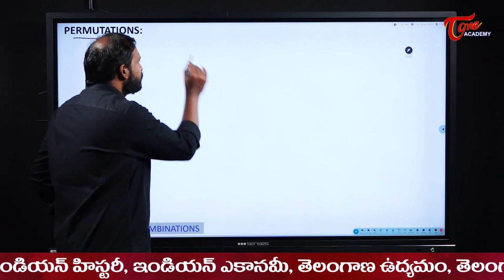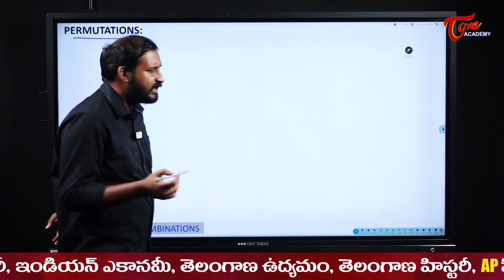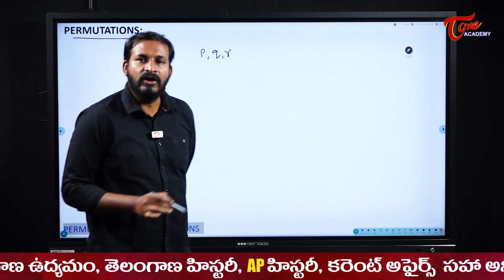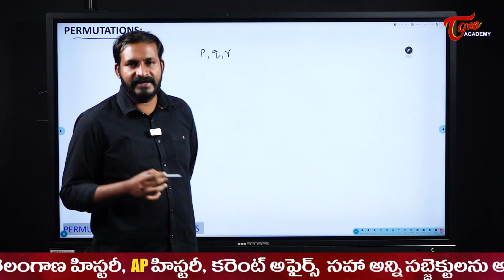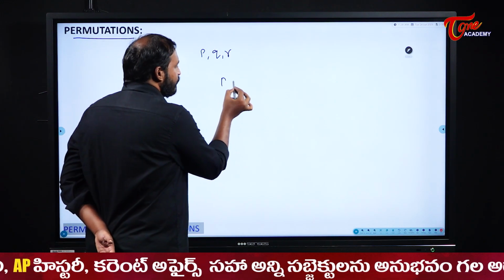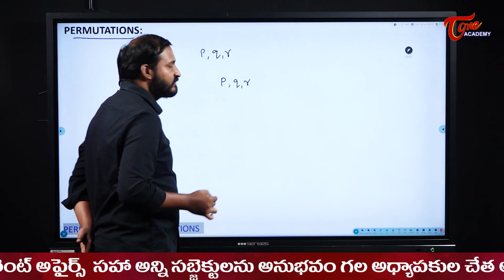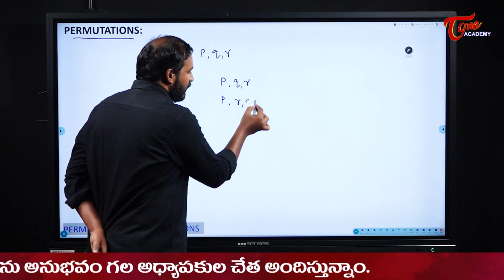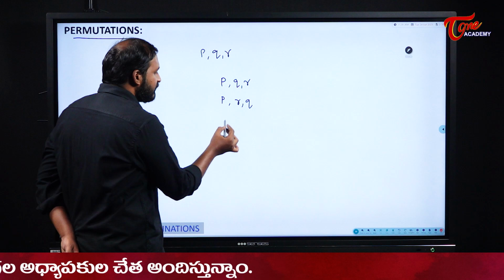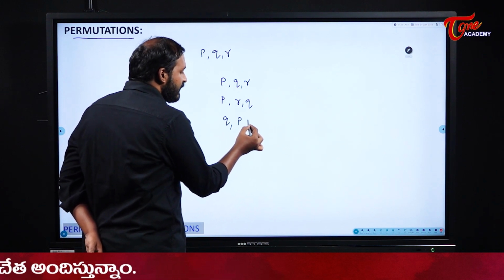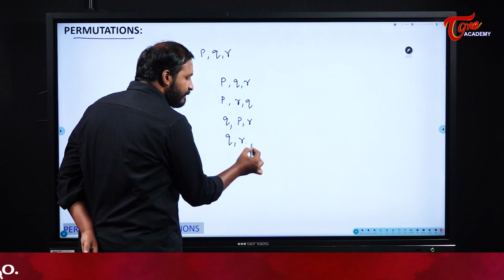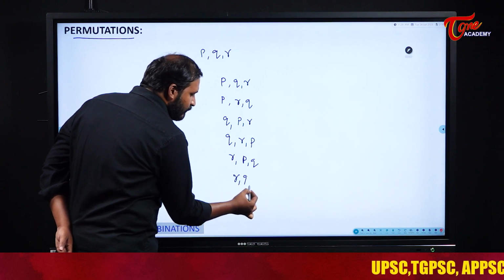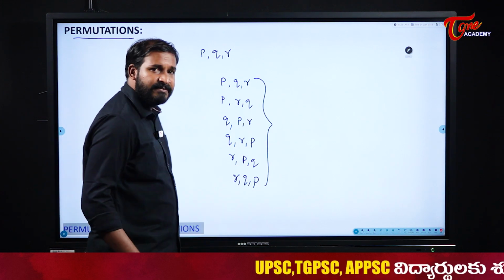Now see here, generally they will say that if there are three persons, P, Q and R, I want to arrange them in a line. In how many ways can I arrange? First, I can put P, Q and R. This is the first type. If I keep P in place, I can change the positions of R and Q. Similarly, I bring Q to the first position and then P and R, then Q first and R and P. Next I bring R to the first position and then P and Q, and R first and then Q and P.